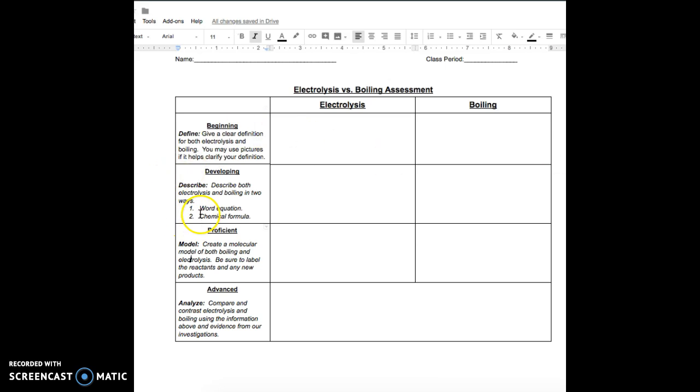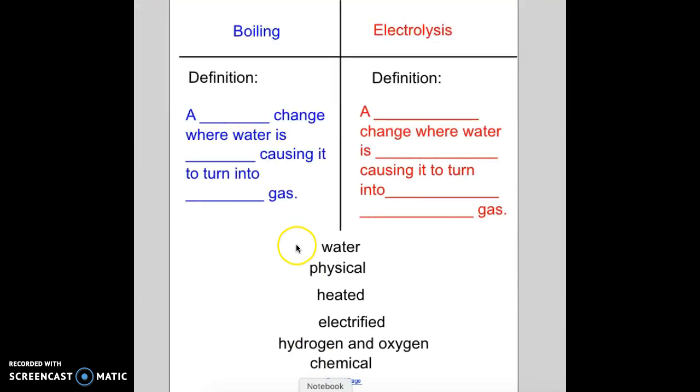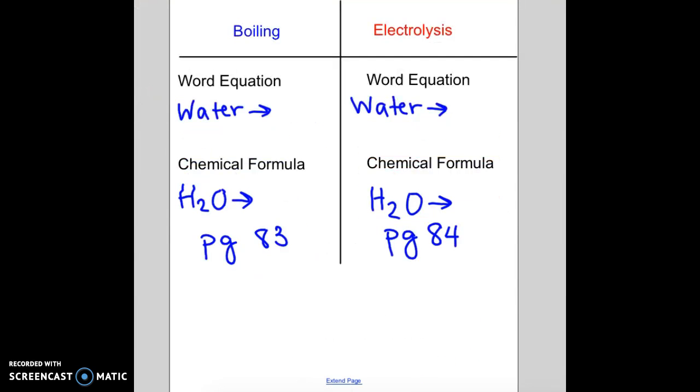So next, you need to write a word equation and a chemical formula. What I did here is I gave you the start of the word equation and the start of the chemical formula. So in both cases, we start with water. But what happens to the water is different.